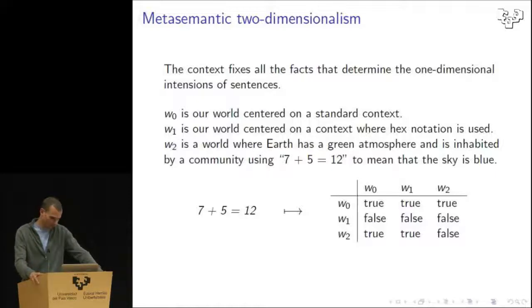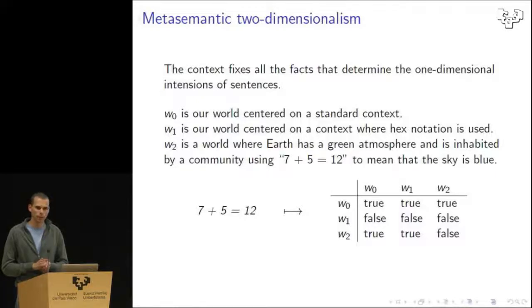And here we have a simple sentence, 7 plus 5 is 12. And we use 3 different centered worlds. The first one is just a usual context like this one here. The second world, W1, might still be in the actual world, but it's a different context where you have some computer scientists who actually use a hexadecimal notation to write down numbers, which is convenient in computer science because it corresponds better to the bits or bytes that they have in their computers. And W2 is then really a counterfactual world.